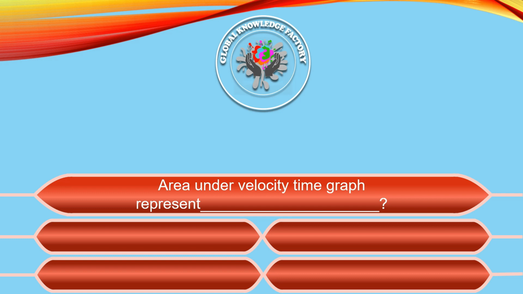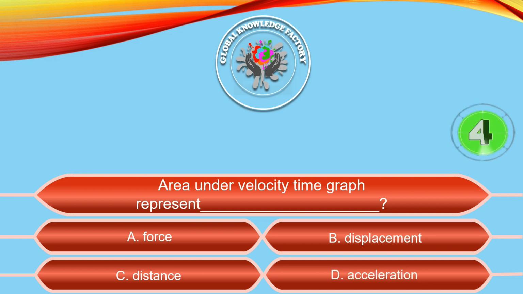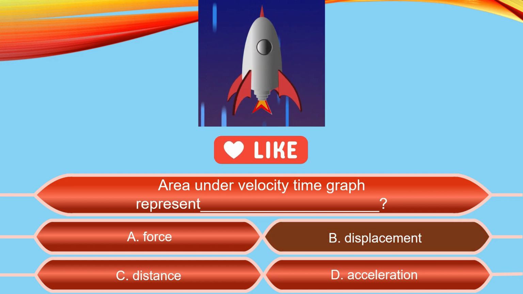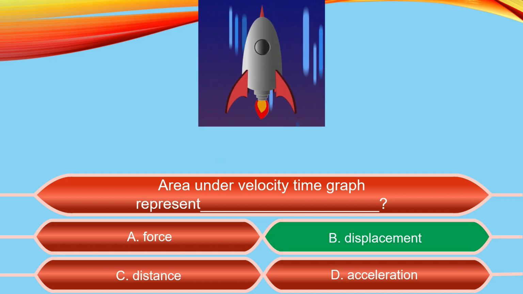Area under velocity time graph represents: A. Force, B. Displacement, C. Distance, D. Acceleration. Answer is B. Displacement.